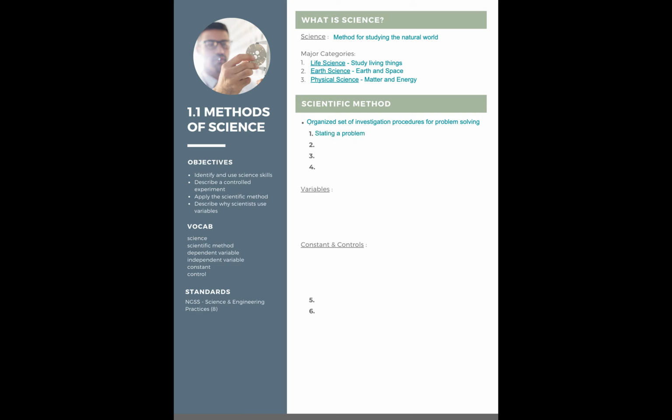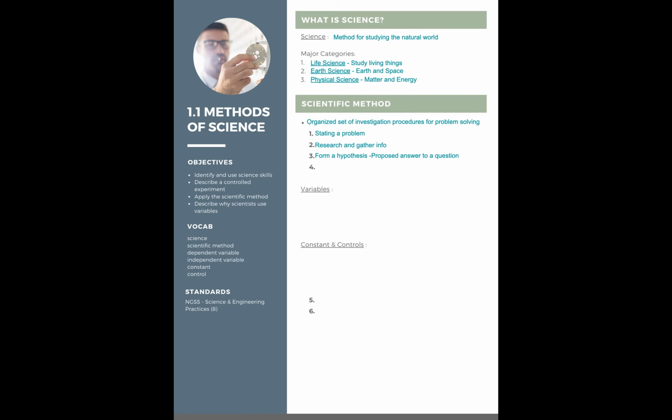Okay, so the first step is stating a problem. So there has to be some kind of question that we have to start with in order to start the scientific method. The second is to research and gather info. The third is to form a hypothesis. So this hypothesis is just a proposed answer to a question.